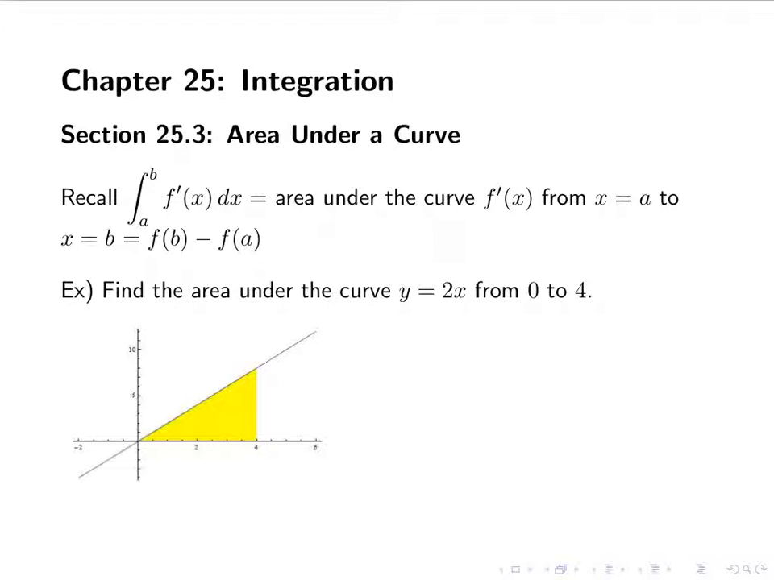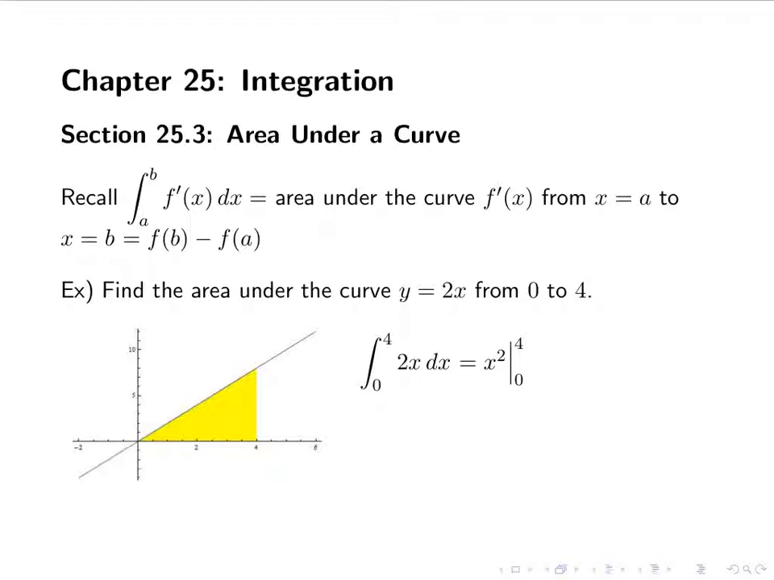So here is a graph of my function y equals 2x, and I've highlighted the area that's under the curve from x equals 0 to x equals 4. So this is graphically what we're trying to find, the area shaded in yellow. And what we do is we set up the integral from 0 to 4, 2x dx. By rules of integration, the integral of 2x is x squared. Remember, we don't need the plus c like we do in the indefinite integral because it's going to go away when we do the subtraction.